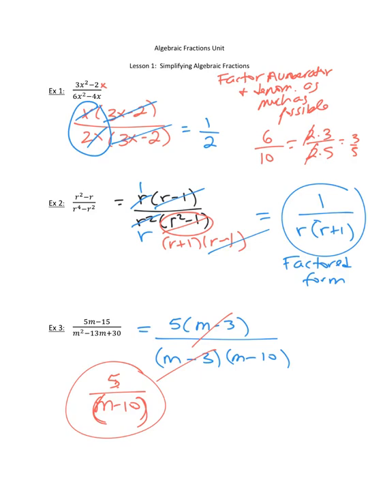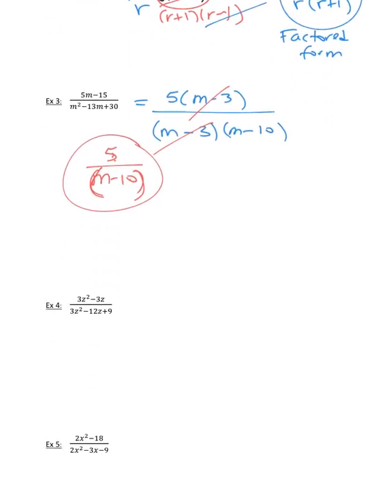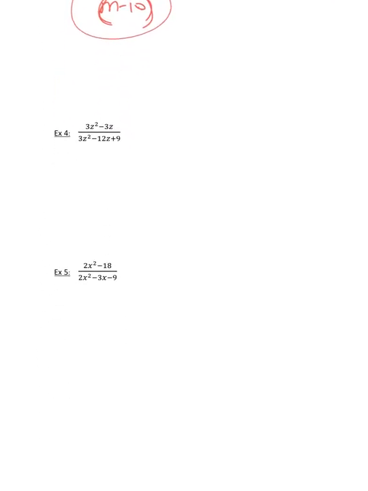All right, we're going to go on to example 4. And feel free, guys, to pause the video and work it out yourself and see if you get the right answer. Example 4: in my numerator, I have a GCF of 3z, so that would be 3z times z minus 1. In my denominator, I have a GCF of 3 times z squared minus 4z plus 3.